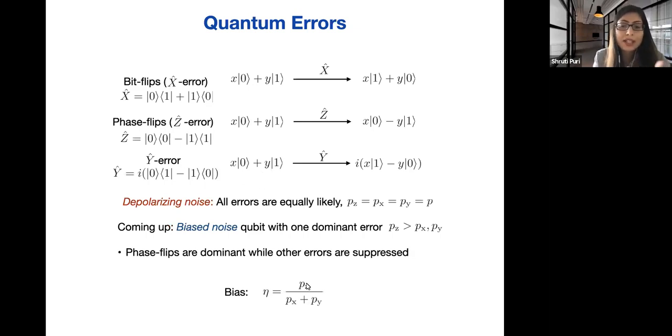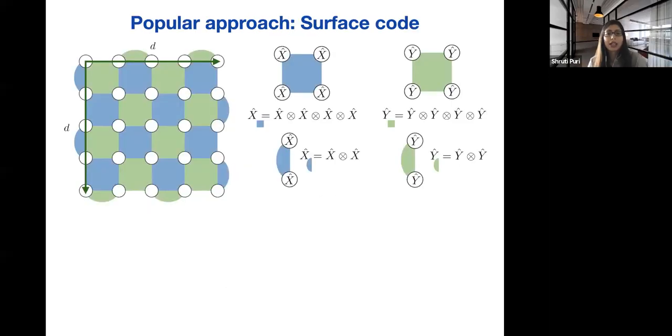We will also define a bias, which is the ratio of the probability of a Z error and the sum of the probability of X and Y error. So if there's only pure Z noise, then the bias is infinity. And for depolarizing noise, bias is half. Okay, so now let's look at the surface code.